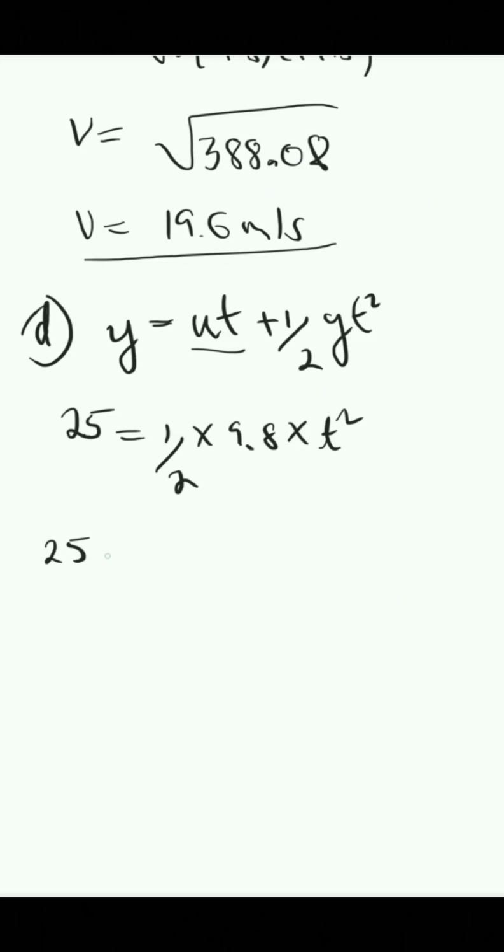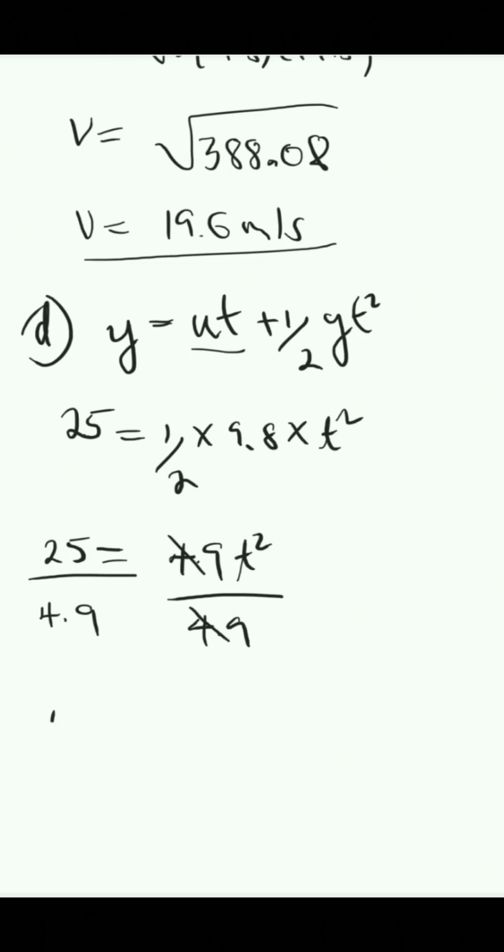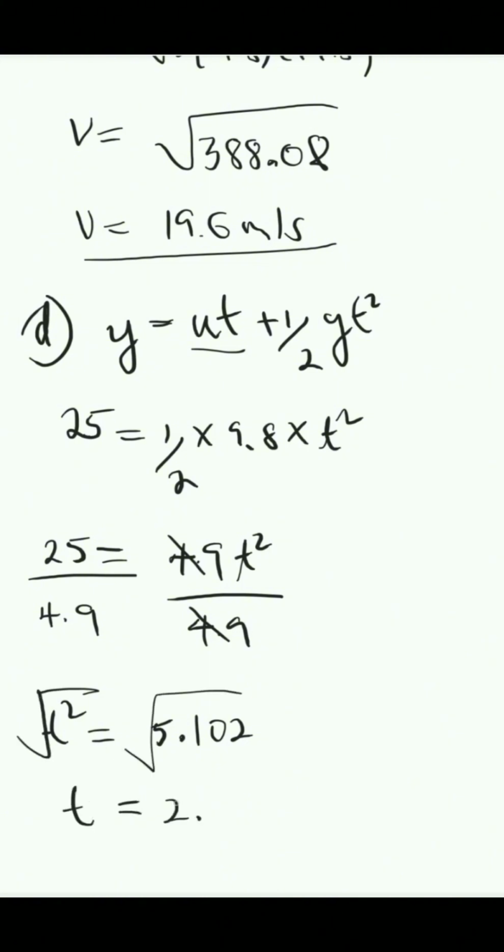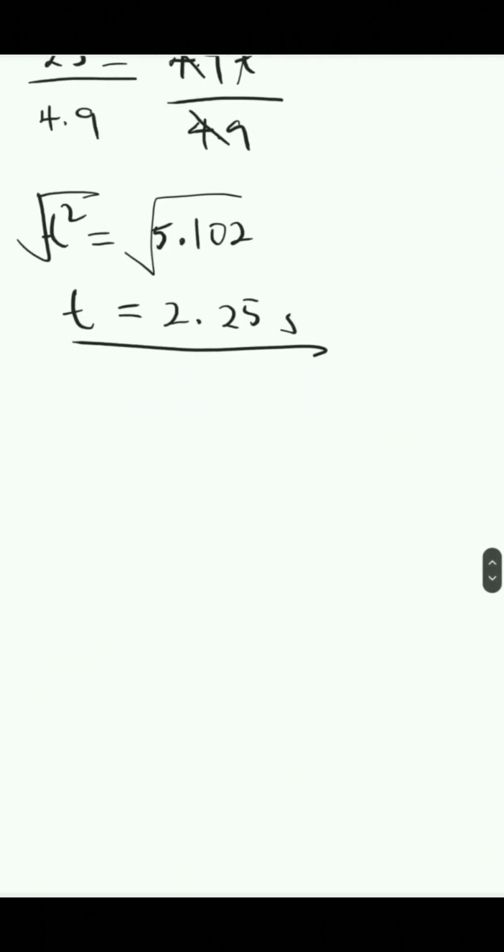Now what we get here will be 25 on the left hand side, which is equal to half of 9.8, which gives us 4.9, multiplied by t squared. We divide both sides by 4.9 so as to make t squared the subject, and what we get is simply t squared equal to 5.102. Now since we're looking for t, not t squared, we square root both sides, and our t will be equal to 2.25 seconds. Now coming to E, we're told to find the time, given that the velocity is 29.4.